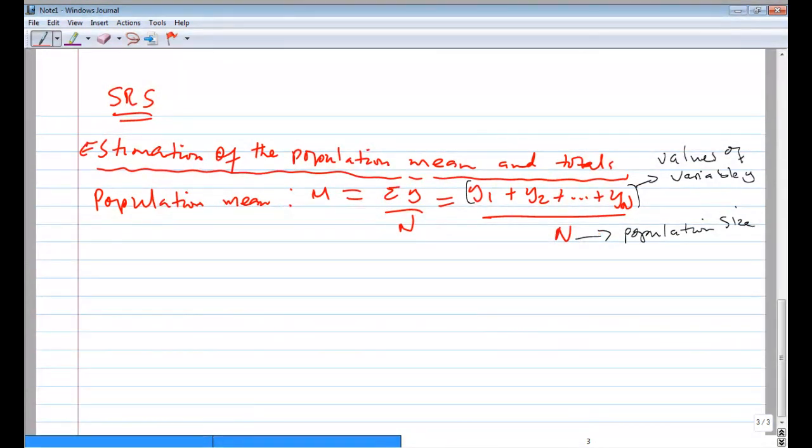So how do you calculate the population total now? For the population total, we use the abbreviation tau, which is equal to N times mu. Capital letter N is the population size, and mu represents the population mean. I think it's clear?